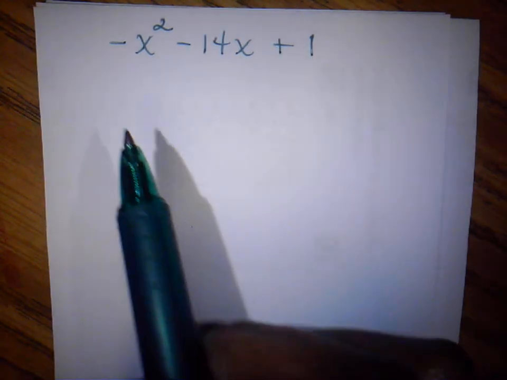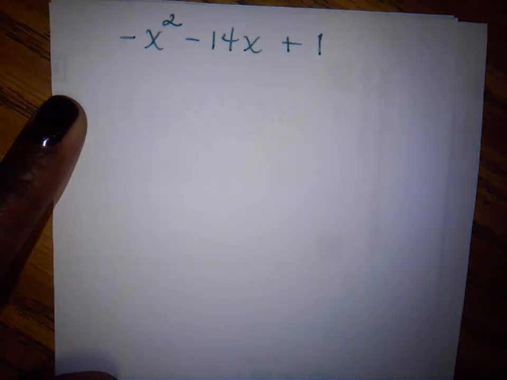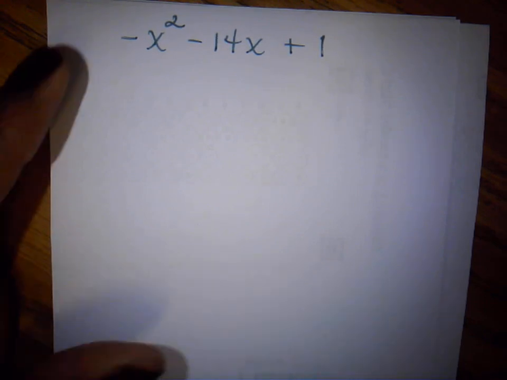All right, folks, now we have the quadratic negative x squared minus 14x plus 1. In this case, our leading coefficient is not a pretty positive 1, is it? It's negative 1. It could be a 2 there, it could be a 3. The process is still the same. We ready to proceed? Whatever your leading coefficient is, if it's not the pretty 1, you're going to factor it out.